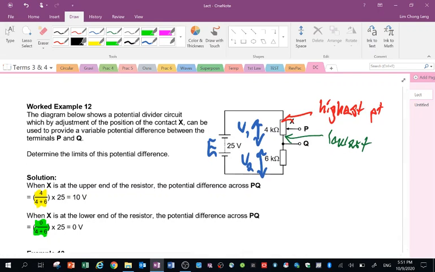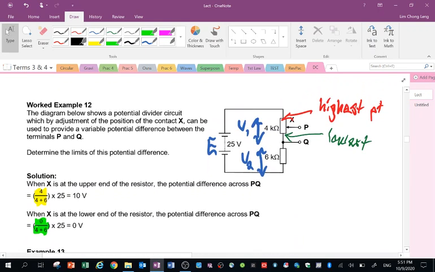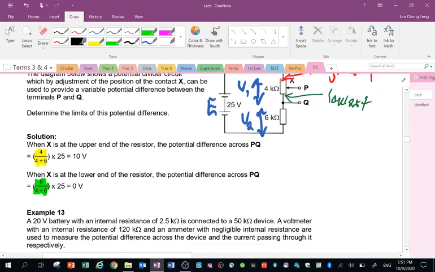So I'll be able to get a range. The range for PQ is from 0 to 10, right? So that's the range, 0 to 10. All right, let's move on to example 3.